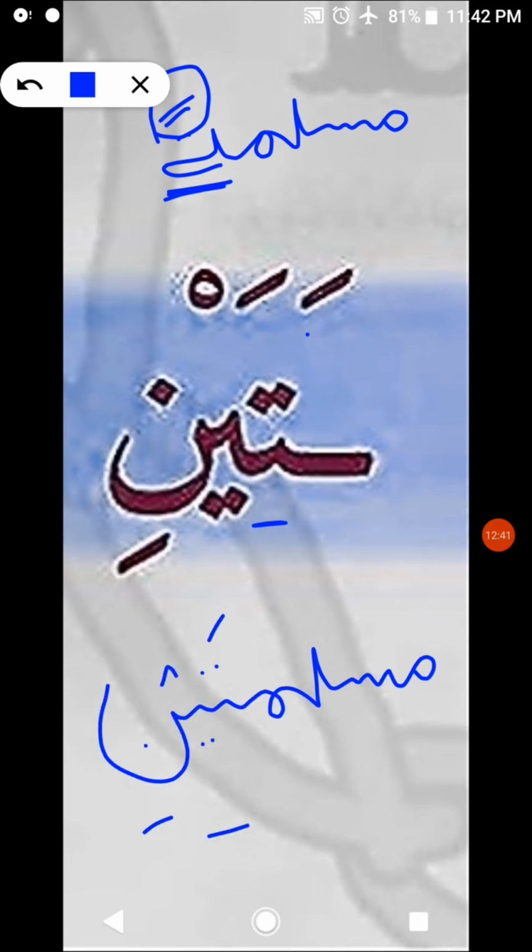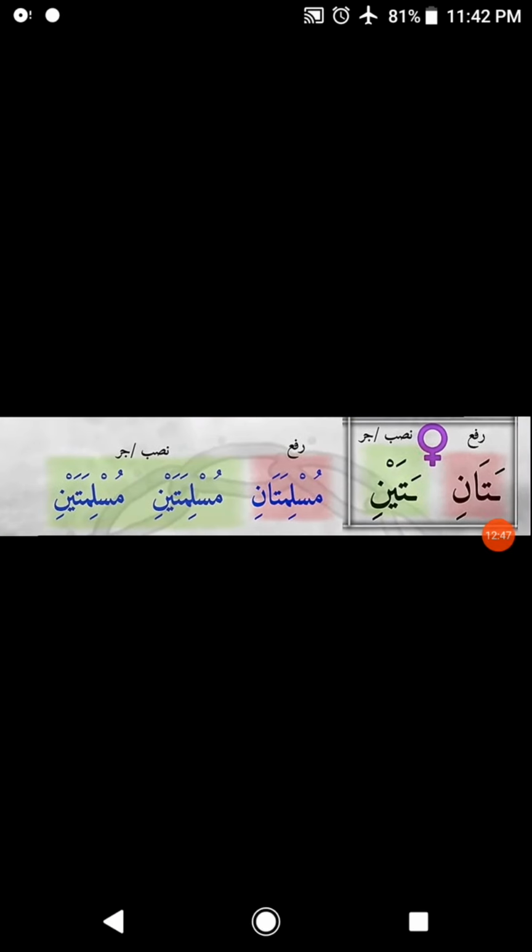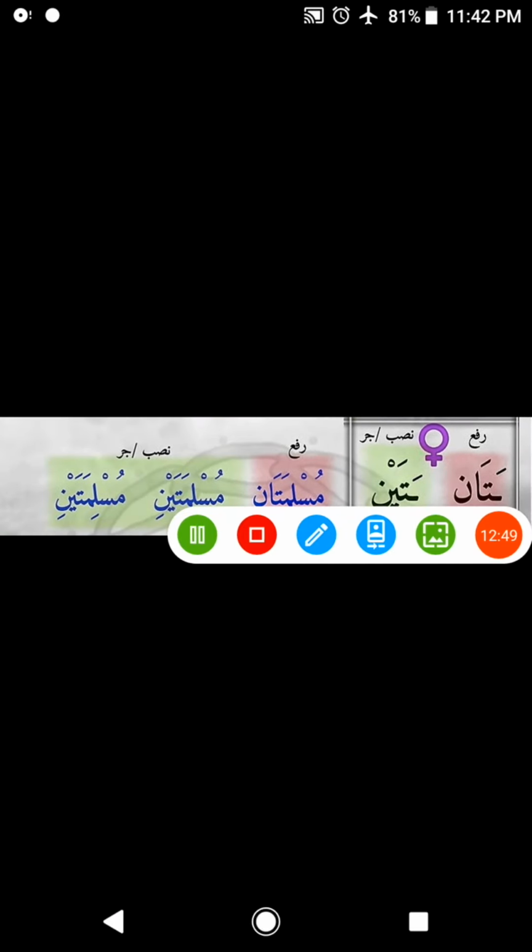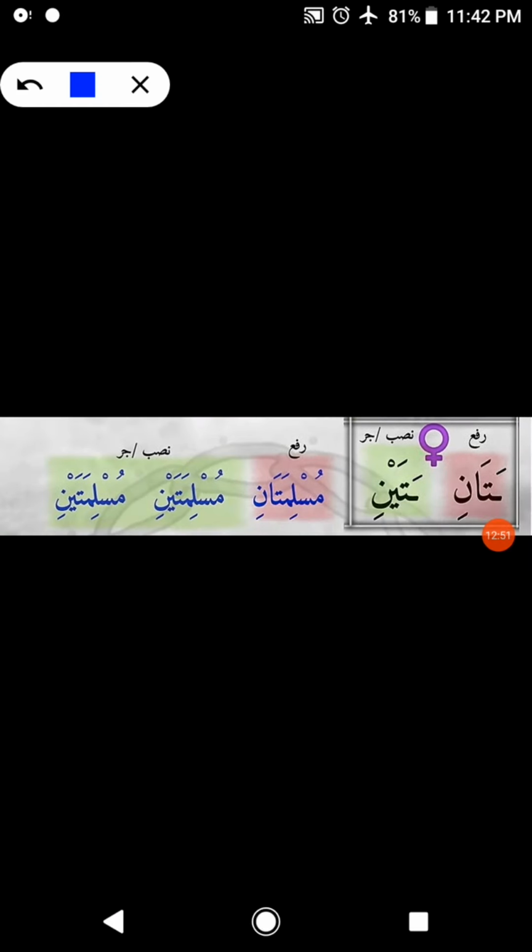Muslimataini. This is your suffix part. Let's see what's happening here. Rafa: now this is feminine, and we have the rafa suffix atani or simply tani, and then nasab or jar, ataini or simply taini. For example, muslimatani, muslimataini, muslimataini. All right, great. And then the last one.